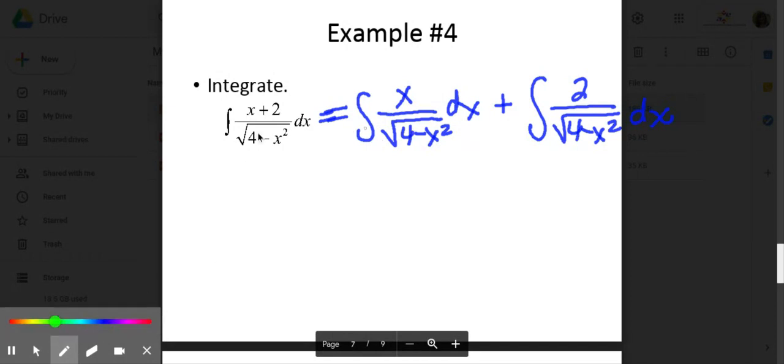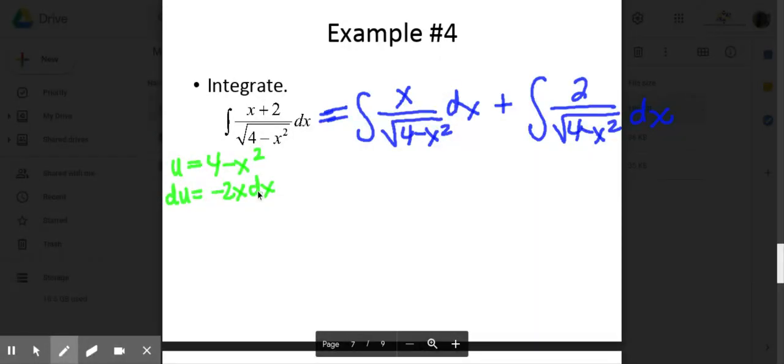All right, so for this first piece, I'm going to let my u be 4 minus x squared. All right, so my du is negative 2x dx. So dx will be equal du divided by negative 2x. Okay? Now, we'll go ahead and do both of them at the same time.